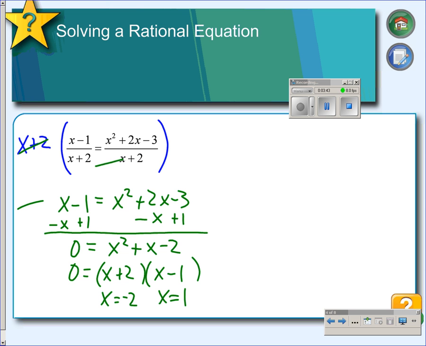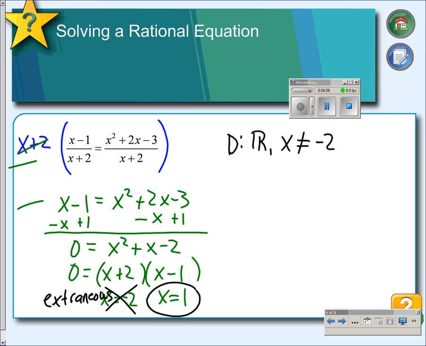Going back to our original problem, we check the domain, and we find that the domain is all real numbers, except that x cannot equal negative 2 because that's undefined for this question. So this answer, x equals negative 2, is an extraneous solution. And we only have one solution that is valid, which is x equals 1.